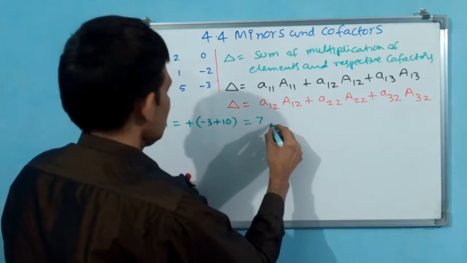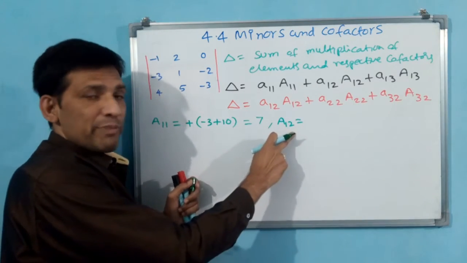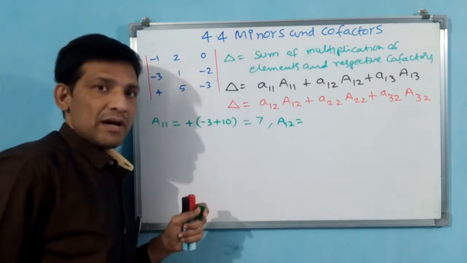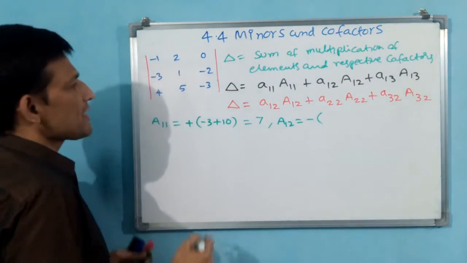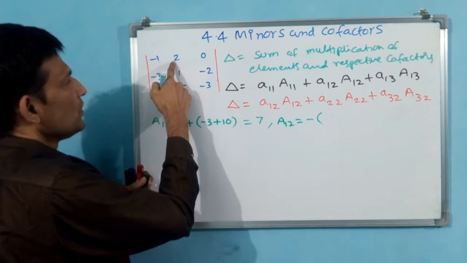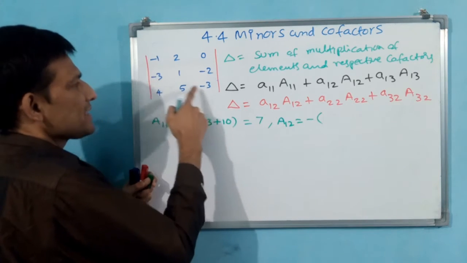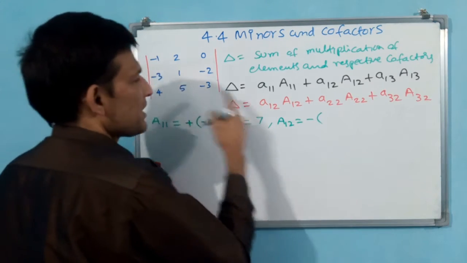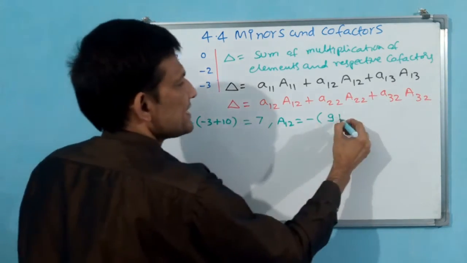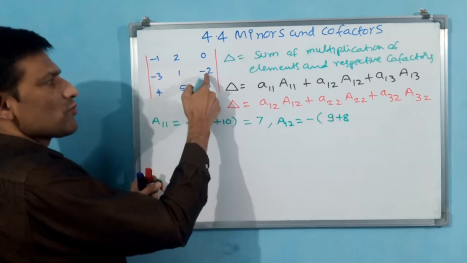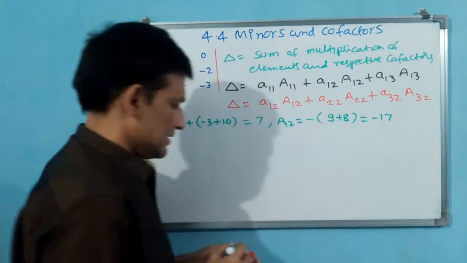Now you find A12 also. A12 means 1 plus 2 is 3, (-1) power 3 means minus will come. First you keep minus. Now what is the minor? You are going to close the first row and second column. Then -3 into -3 is 9, plus 8, because -8 you have to write, but minus of -8 is plus 8. You see, -17.